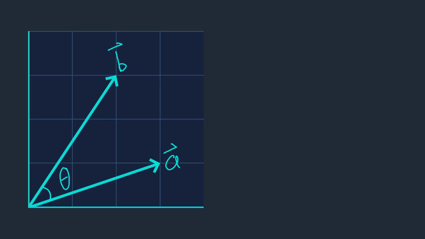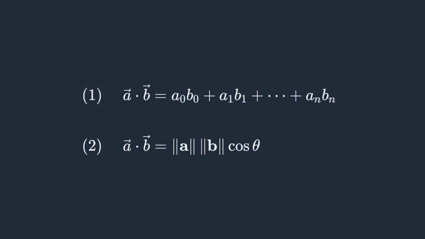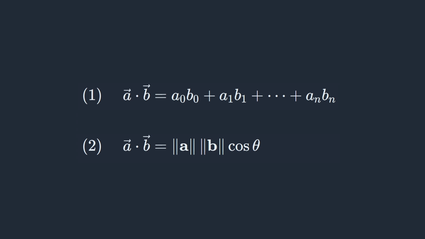For a quick 2D example, take a equals (3, 1) and b equals (2, 3), where the angle between them is about 38.1 degrees. We see that both dot product definitions produce the same result. In most real-world code, we use equation 1 since it doesn't require knowing the angle between the vectors. But to better understand the geometry behind the dot product, let's take a closer look at equation 2.